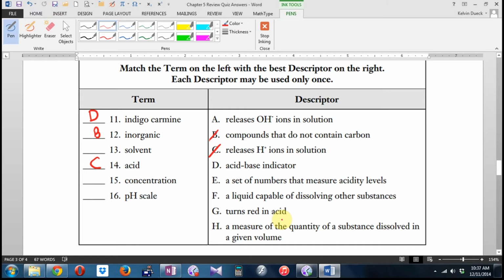Concentration, you know what? I think it's the measure of the quantity of a substance dissolved. I think H. I haven't given you that word, but I think that's what it means. pH scale, that I can get. A set of numbers that measures acidity levels, sure. Solvent. Okay, I did this one, right? Oh, I did this one. By the way, this here would be a base, not appearing in one of my words. Turns red in acid. I think that's litmus, one of my words. So I think a solvent is a liquid capable of dissolving other substances. So I think it's D, B, F, C, H, E.